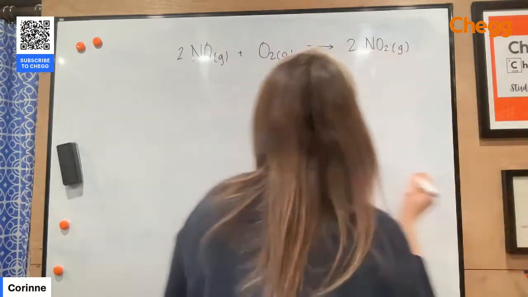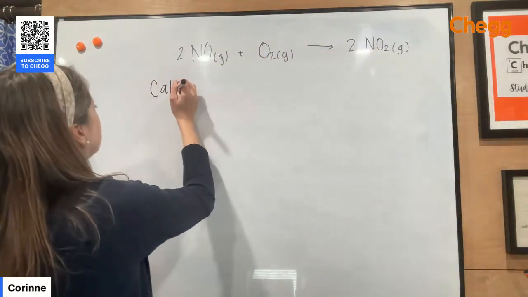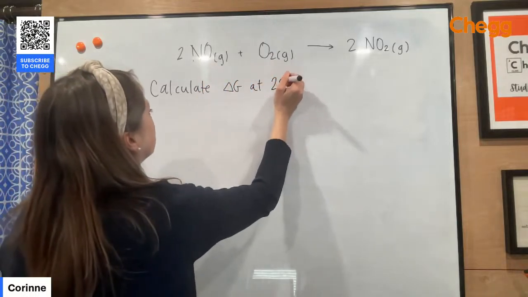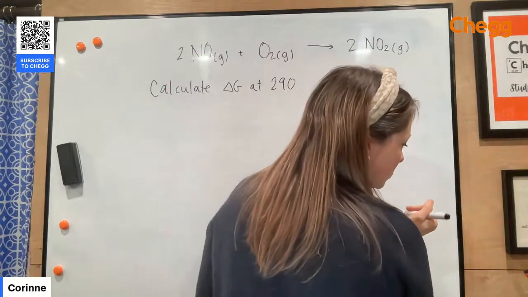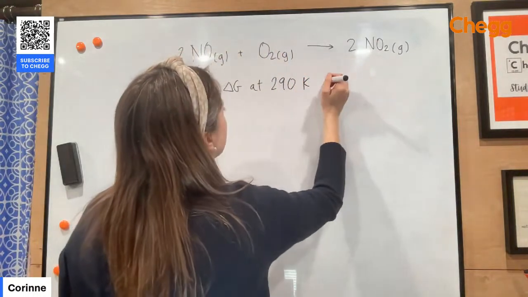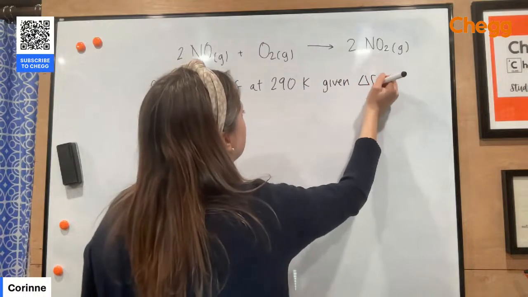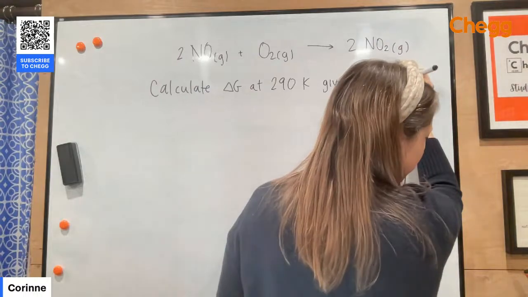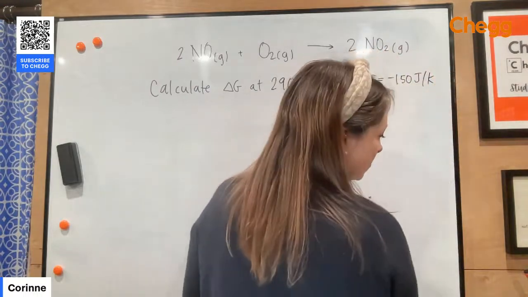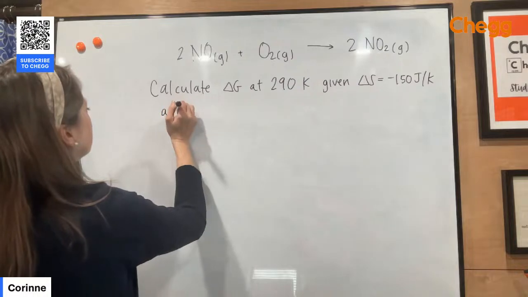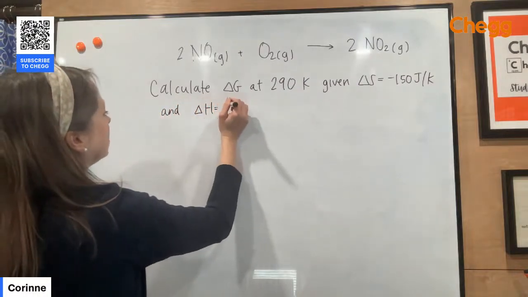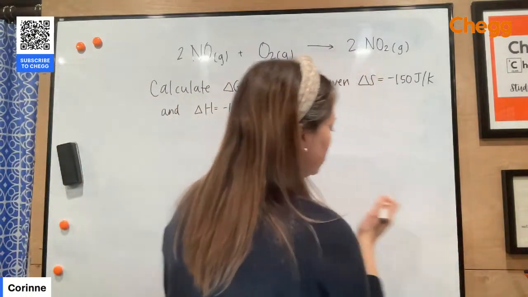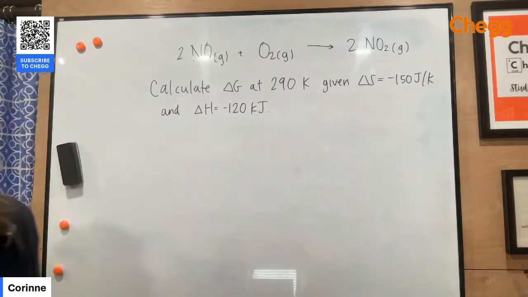All right, so let's calculate delta G at 290 Kelvin, given a delta S value of negative 150 and a delta H of negative 120 kilojoules. All right, so let's say you're doing some thermo.